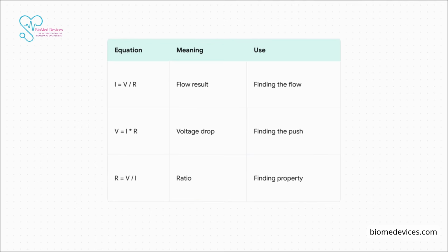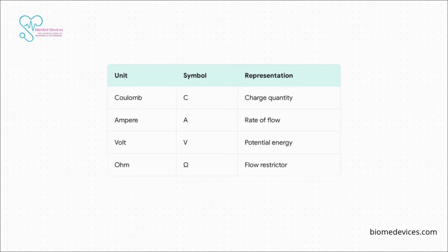The other 2 equations, V equals I times R and R equals V divided by I, are mathematically equivalent and are super useful for finding the required push or determining a material's property when you already know the other variables. So the crucial point is how all of these units actually tie together. We have the Coulomb, which is that massive quantity of charge. We have the ampere, representing the rate of that charge's flow. We have the volt, representing the potential energy that's pushing the charge. And finally, right in honor of our persistent high school physics teacher, we have the ohm, symbolized by the Greek letter omega, representing the strictness of the flow restrictor.